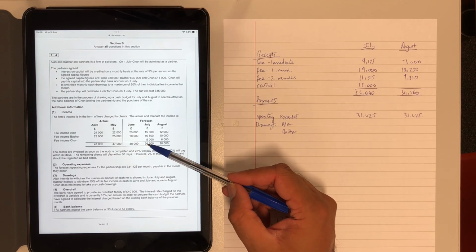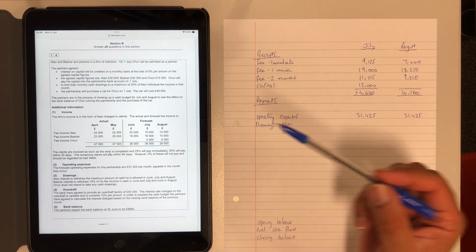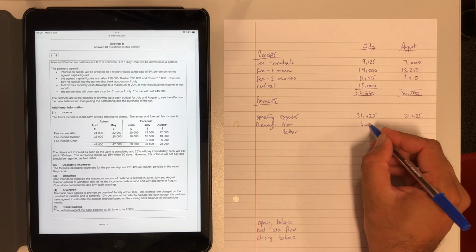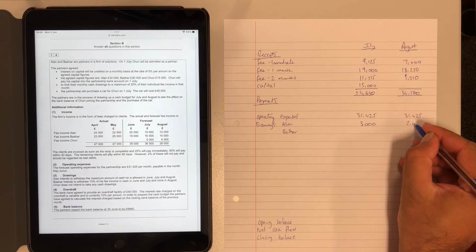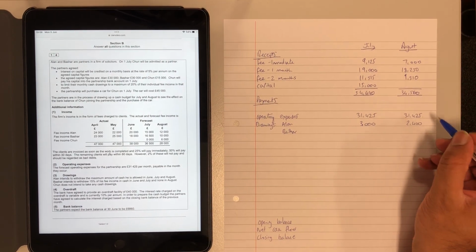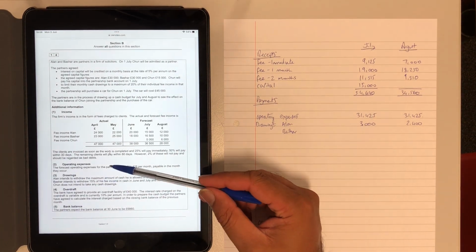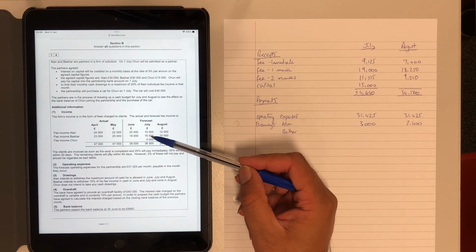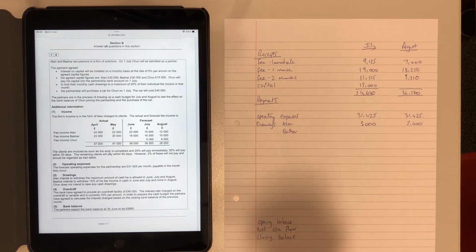So in the month of July, Alan's sold or generated £15,000. 20% of 15, 3,000. In the month of August, he's generated 12,000. 20% of 12 is 2,400. Now, Bashar's taking 15%. In the month of July, 16,500 times 0.15 is 2,475.